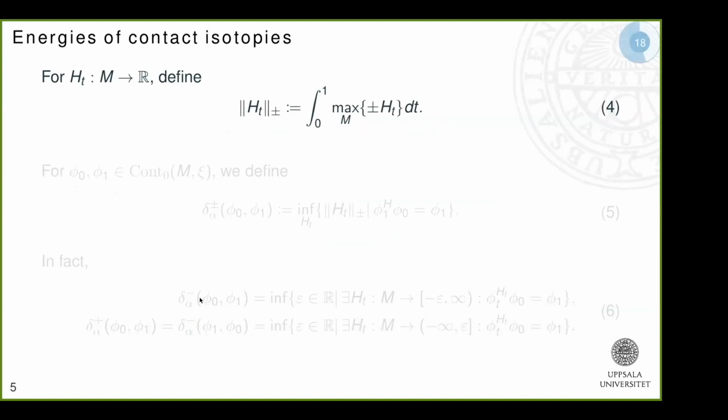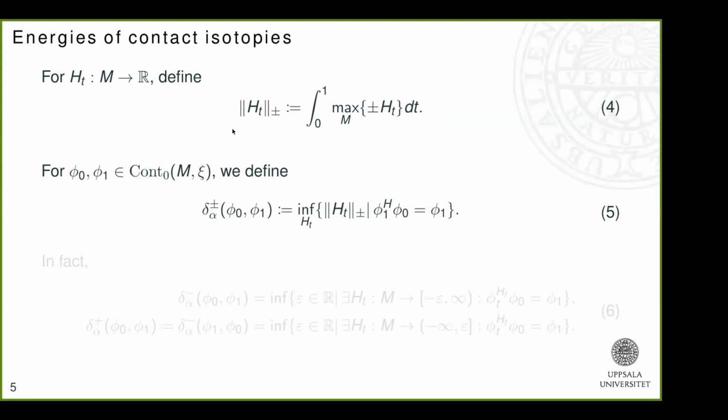So we will be interested in also other energies, namely if we take a Hamiltonian, then we define plus or minus energy as the integral over time of the maximum of the Hamiltonian or the maximum of minus the Hamiltonian, which is the same as minus the minimum of the Hamiltonian. And again, we define some kind of notion of distance, which is denoted by delta plus minus, by taking the infimum of these plus minus energies over all contact isotopies which go from phi 0 to phi 1.